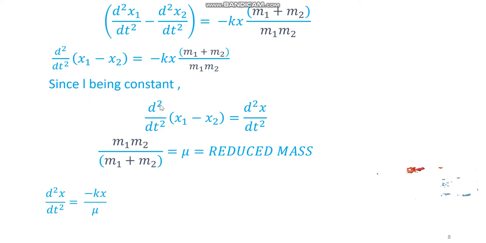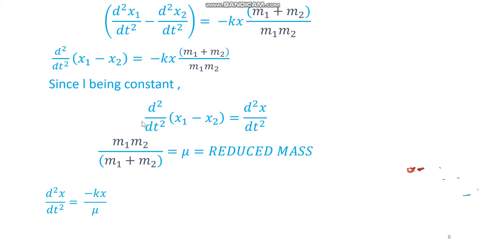So therefore d square by dt square into x1 minus x2 is taken as d square x by dt square, and the term m1 and m2, the product of m1 and m2 divided by the sum of the masses. It is always an important concept, that is the reduced mass, the meaning of the two body reduced mass, which allows the two body problem to be solved as if it were a one body problem.